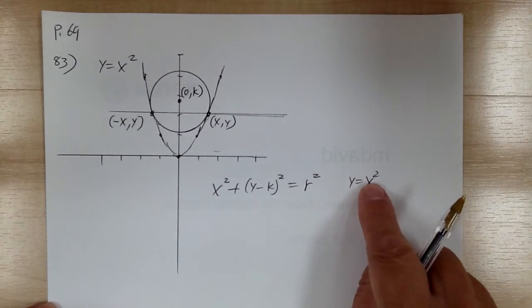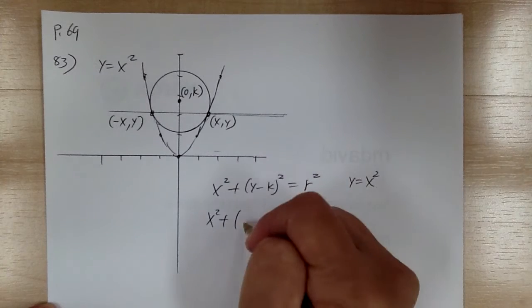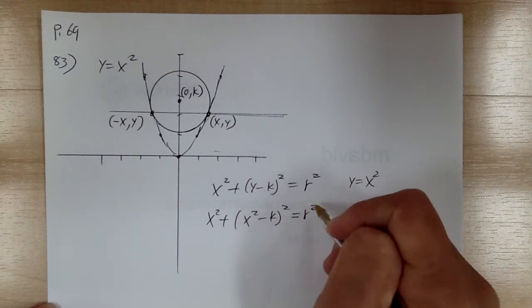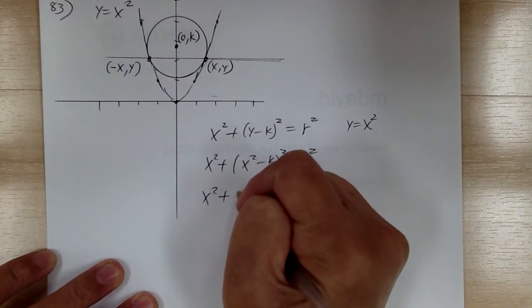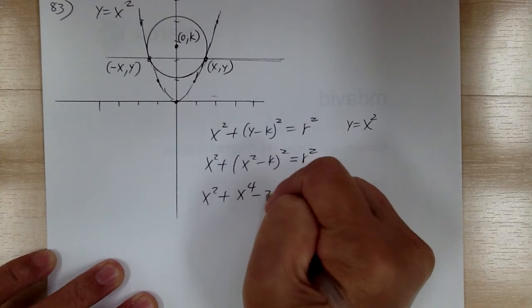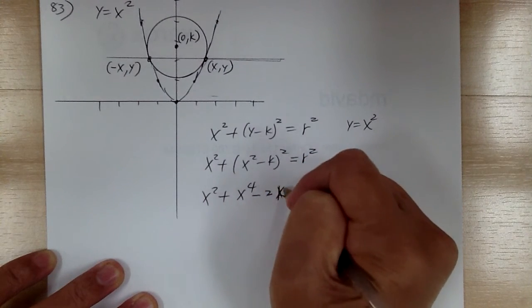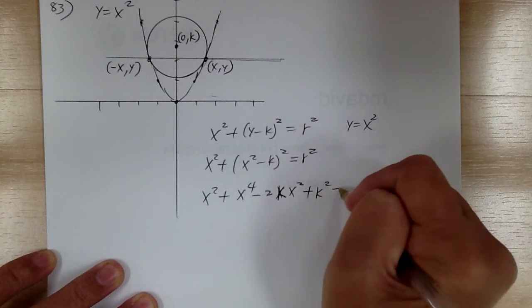So I'm going to substitute this into here. So y equals x squared, so I get x squared plus (x squared minus k) squared equals r squared. And I'm going to multiply out, so I get x squared plus x to the 4 minus 2k x squared plus k squared equals r squared.